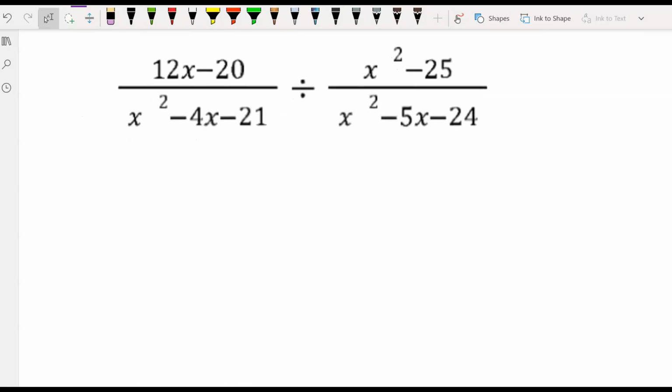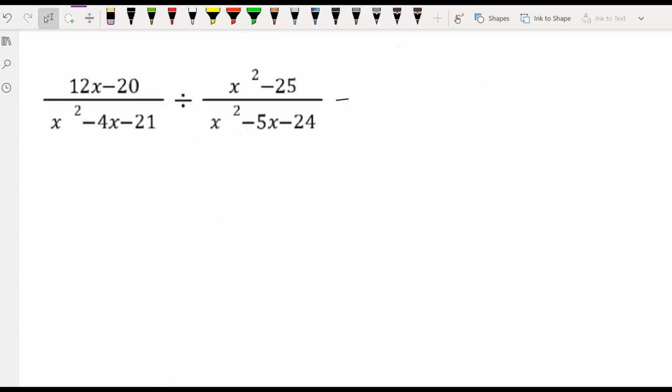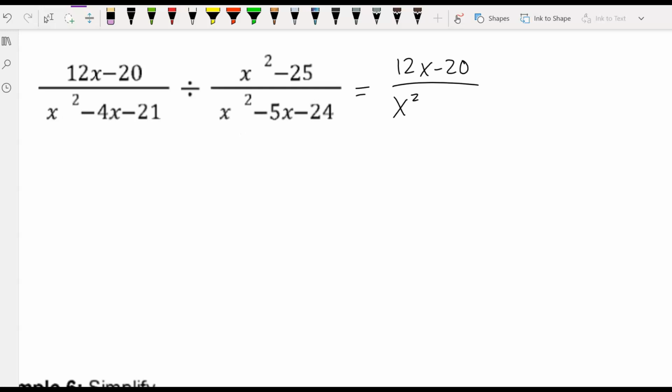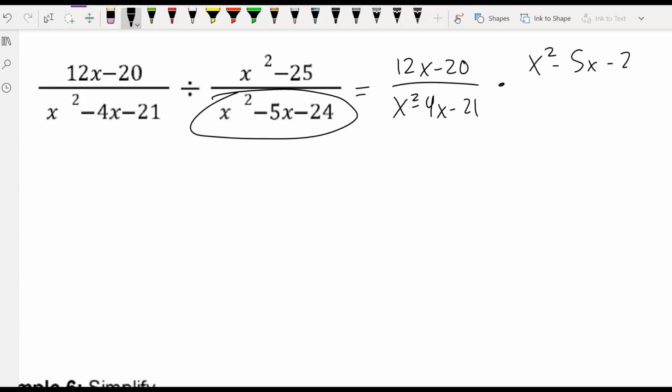All right, next one. Remember, division, we write it first. So (12x - 20)/(x² - 4x - 21), times, this is going to be on top, over x² - 25. All right, factor. Remember, we can't cancel those x squareds. We have to factor first.